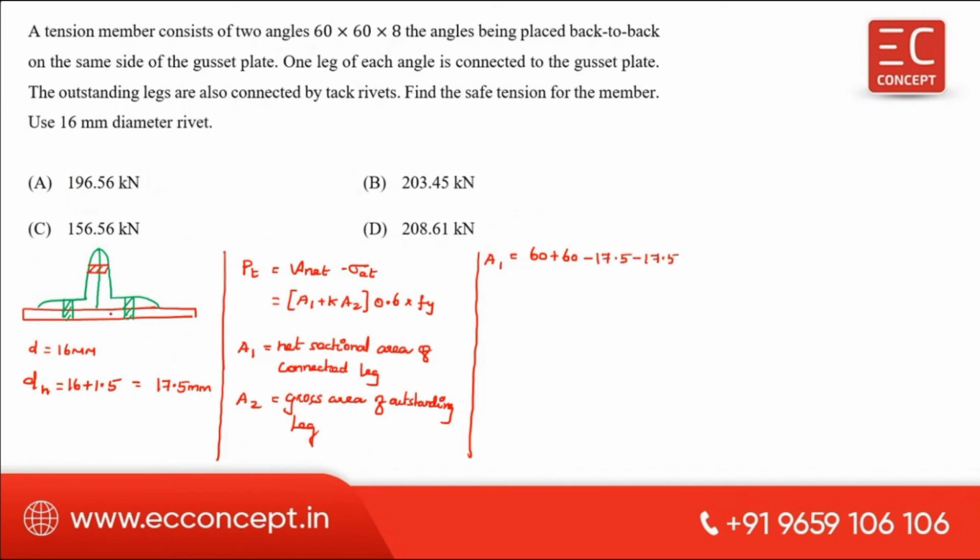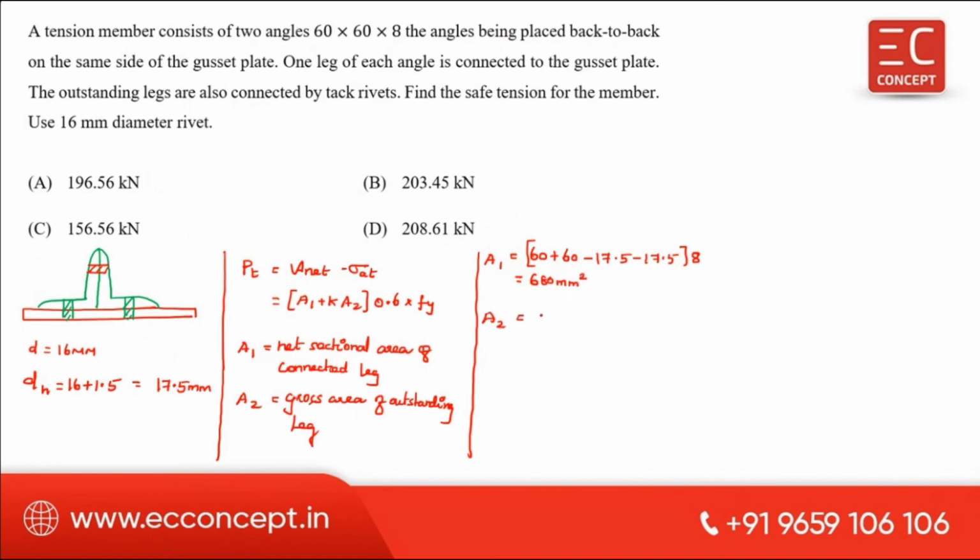So this is 160, this is another leg 60. You have to subtract these two rivet holes. Therefore, you will get A1. So into, this is the width, into the thickness. The thickness of this member is equal to 8. After simplifying this, you will get 680 millimeter square.